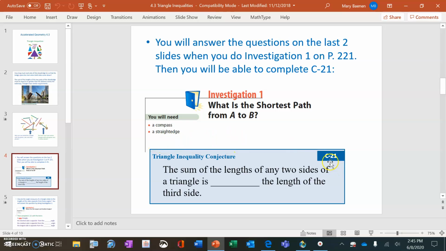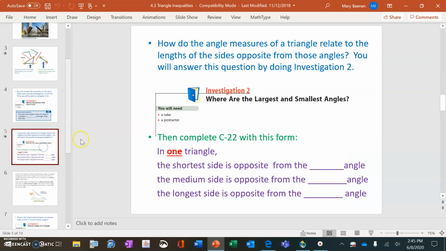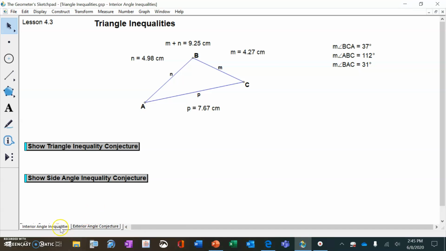So there is an investigation that we will be doing in class, investigation number 1 in section 4.3, which will lead us to conjecture 21. And then we're going to do investigation 2, which is going to lead us to conjecture number 22. So today, instead of doing those investigations, I've decided to use Sketchpad. The first conjecture they want us to deal with is: the sum of the lengths of any two sides of a triangle has what relationship to the length of the third side?